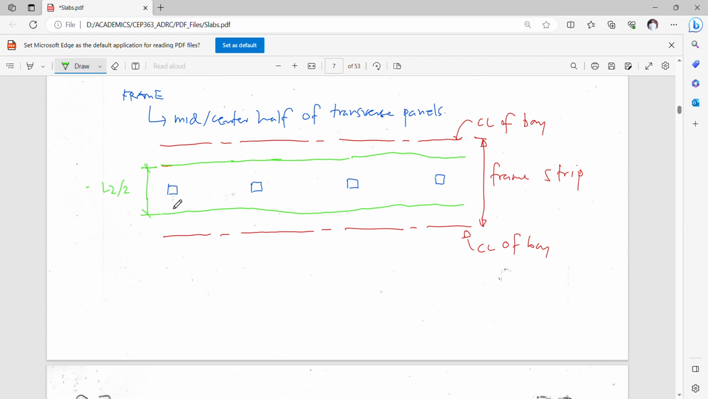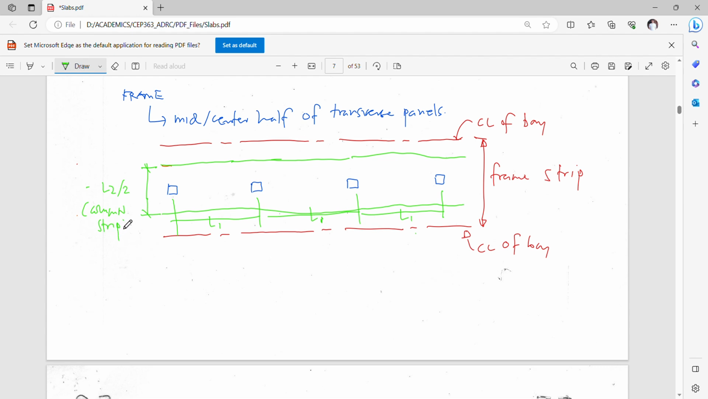While these are, of course, your L1s, they may or may not be the same in terms of dimension. Your L2 over 2, which is simply the sum of L2 over 4 on one side and L2 over 4 on the other side, will constitute your column strip. This is the column strip.